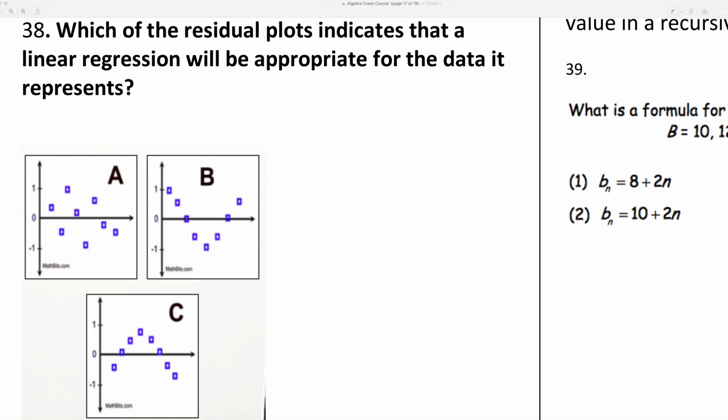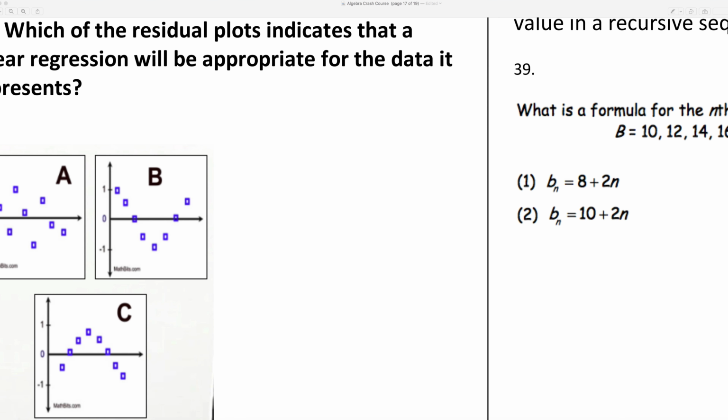So which one suggests that linear regression would work? The answer is actually A, because B and C say there's something wrong in a pattern. So if there's a pattern, it didn't work.